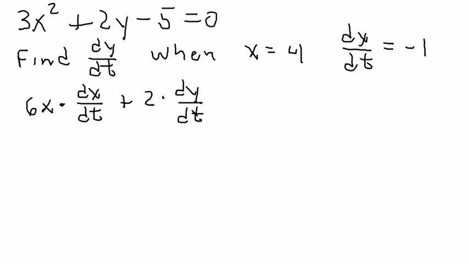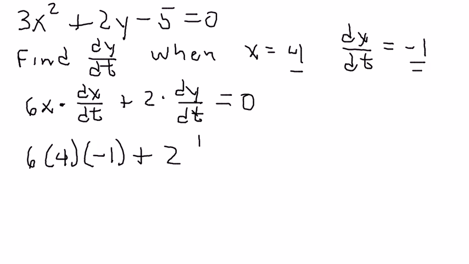One of the common mistakes I see is that when you take the derivative of the minus 5, that's just 0. Sometimes people leave the minus 5 in it, and it becomes a big problem. And then from there, once we have that equal to 0, we can go ahead and substitute in. For x, I'm going to put in 4. For dx/dt, I put in -1. And then we just solve for dy/dt. So I get 6 times 4 times -1 plus 2 times my variable dy/dt equals 0.